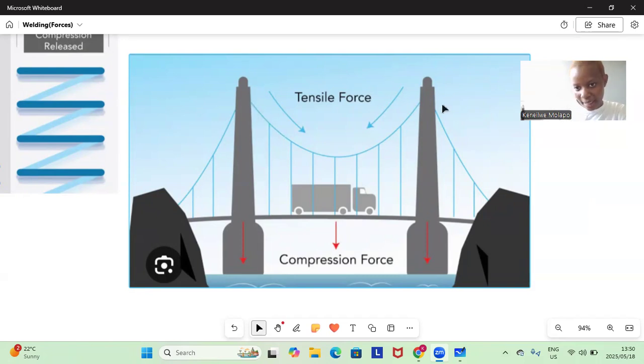These cables stretch from this point to that point. When stretching, that's a tensile force. Since there is an object on this bridge, a truck, that truck applies a force. When it applies a force, compression is applied, so compressive force is at work. When the truck is not there, there is no compression because there is no object on the bridge applying a compressive force. Do you understand me?